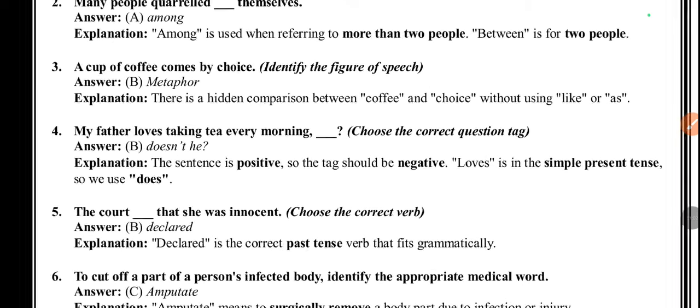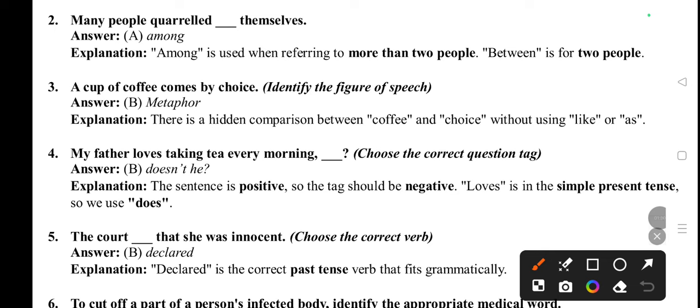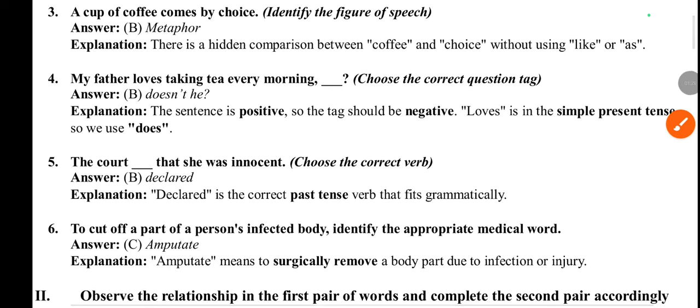Question number 2. Many people quarreled dash themselves. Its answer is option A, among. Among is used when referring to more than two people. Between is for two people and among is for more than two people. Okay, keep in mind.